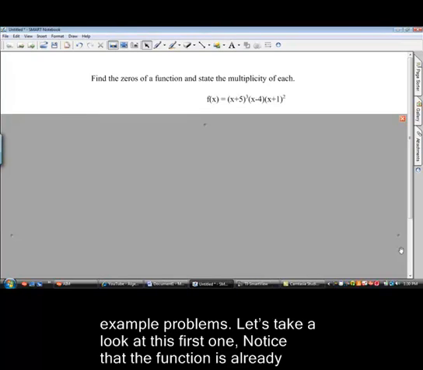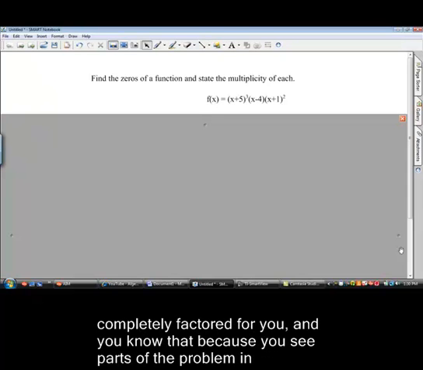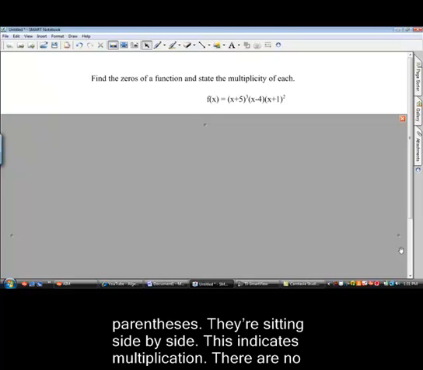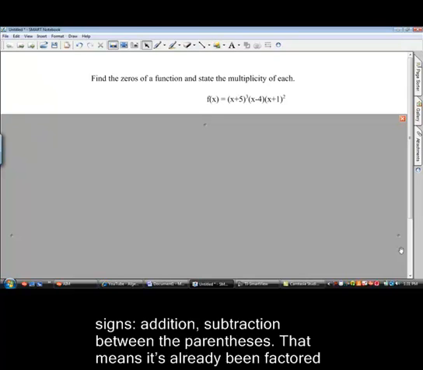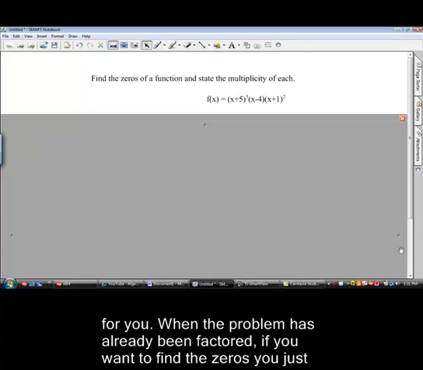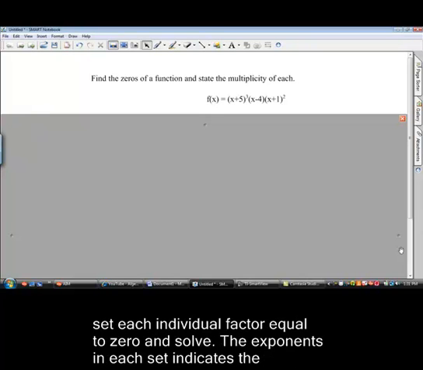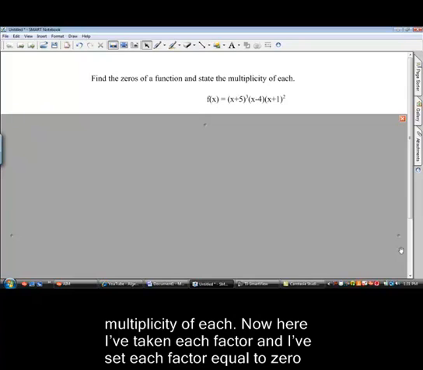Notice that the function is already completely factored for you, and you know that because you see parts of the problem in parentheses, sitting side by side. This indicates multiplication. There are no addition or subtraction signs between the parentheses. That means it's already been factored for you. When the problem has already been factored, if you want to find the zeros, you just set each individual factor equal to 0 and solve. The exponents in each set indicate the multiplicity of each.